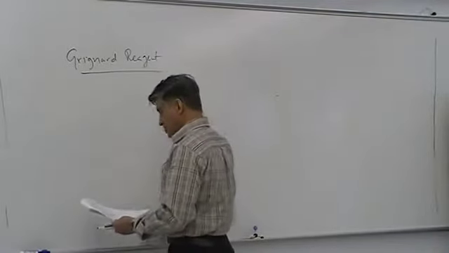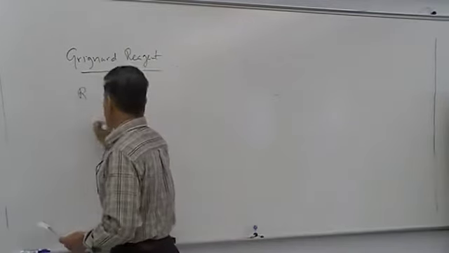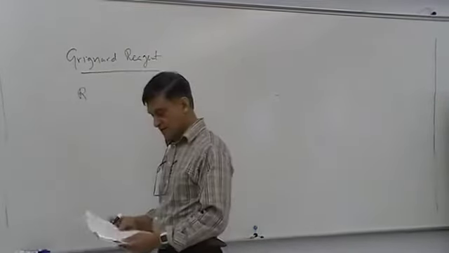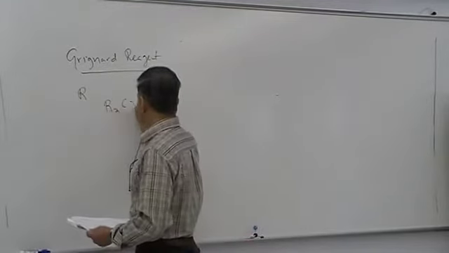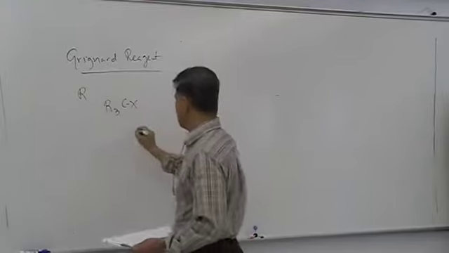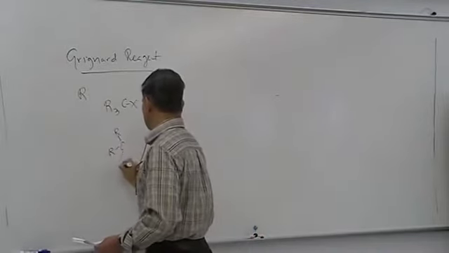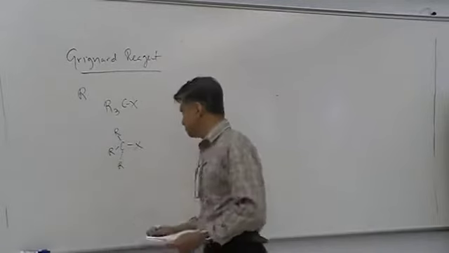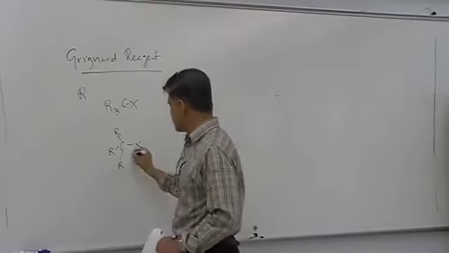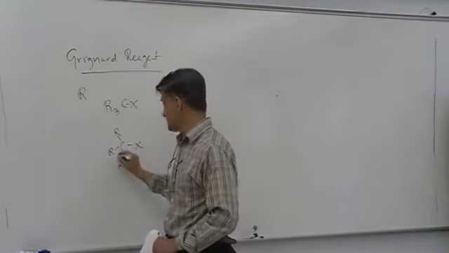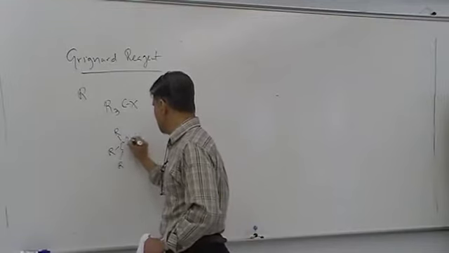Now often we show alkyl groups with R rather than specifically writing down methyl, ethyl, or propyl. For example, if I'm writing down R3CX, what I'm saying is here, carbon has 3 alkyl groups, and there is a halogen, normally shown with X, or a leaving group shown with X. This alkyl could be methyl, ethyl, propyl, one of these. Now this makes it a 3-degree halide.